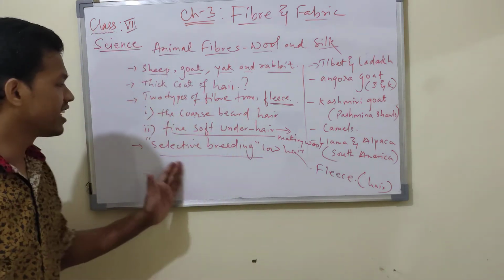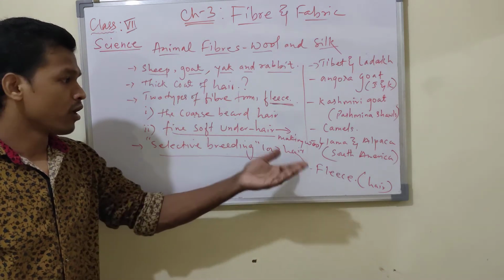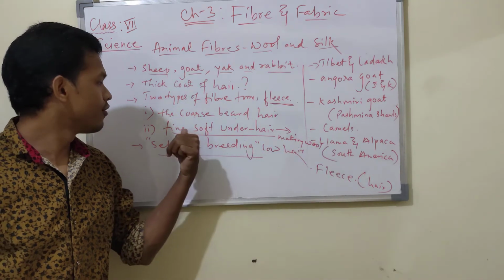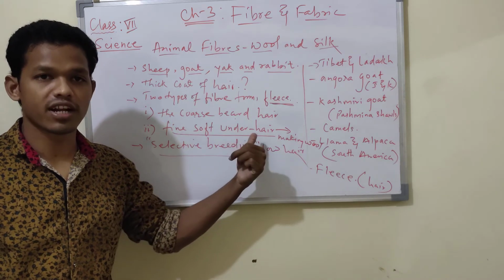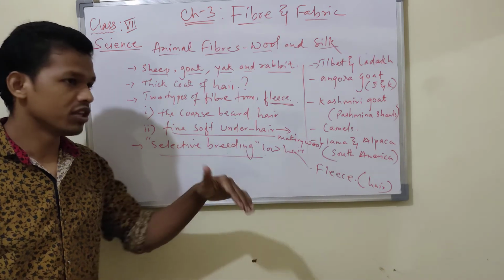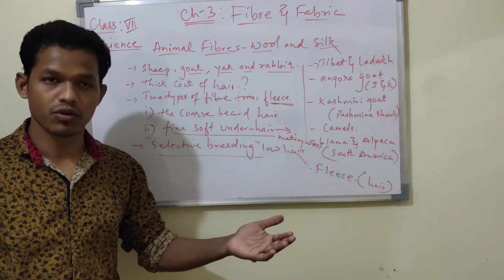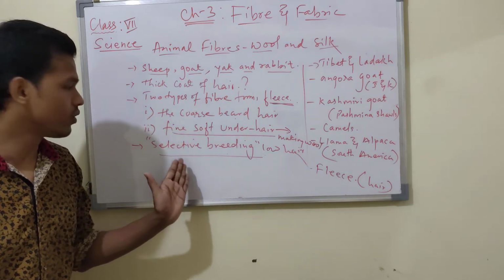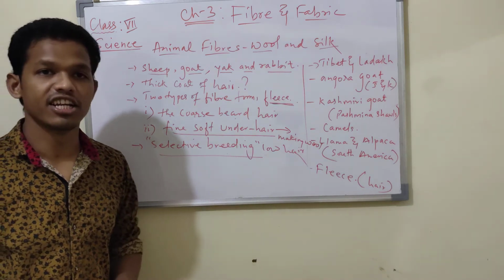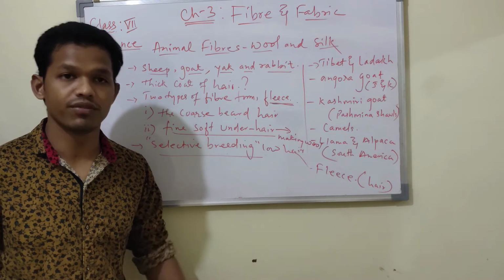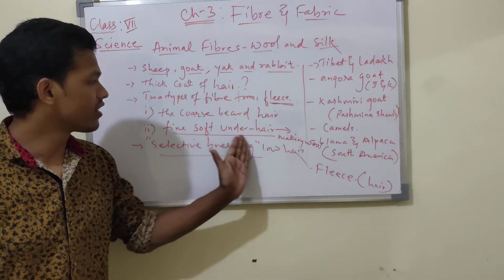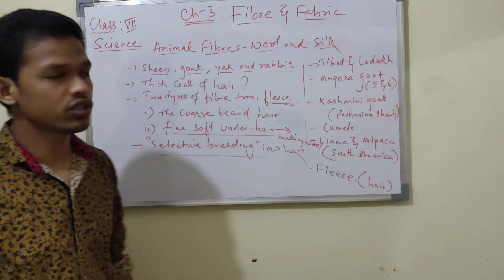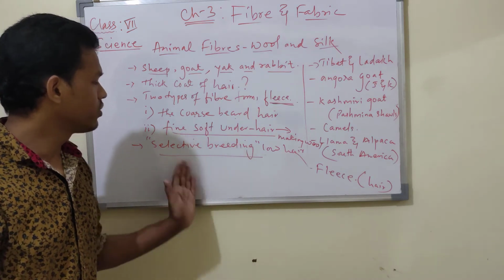Selective breeding is done in order to give birth to a sheep which has fine soft under hair. Their offspring will possess only soft under hair. So they use this process called selective breeding, which is done to produce sheep having only soft under hair, which will help in making wool. So this is the reason why they do selective breeding.